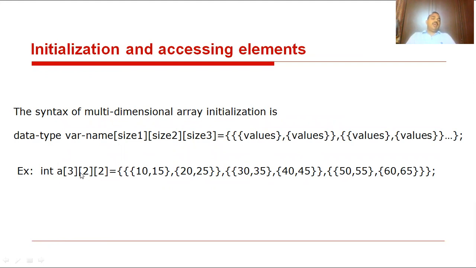Here integer a of 3, 2, 2. So how many values can we store? Here 2 into 2, 4 into 3, 12 values. This is first, second, third, fourth, fifth, and sixth. So here totally 3 main rows, but 2 sub rows and 2 columns. 2 sub rows in each one. Here 3 into 2 equals 6, into 2 equals 12 elements we can store in the multi-dimensional array.